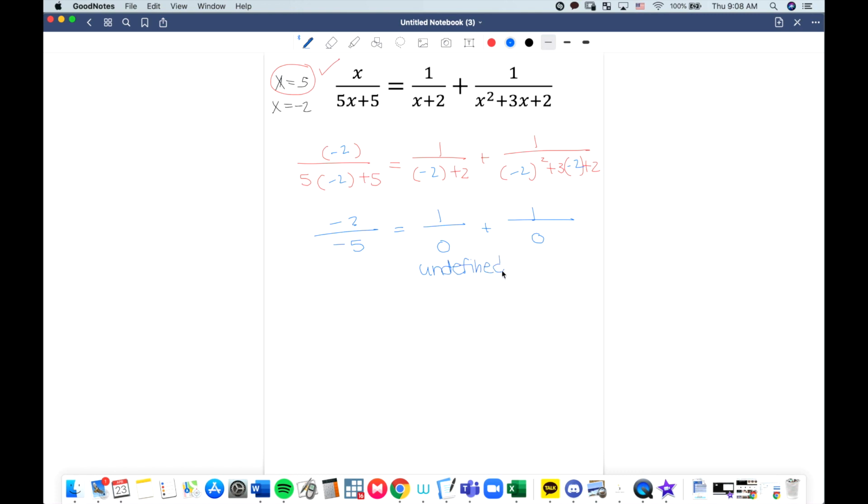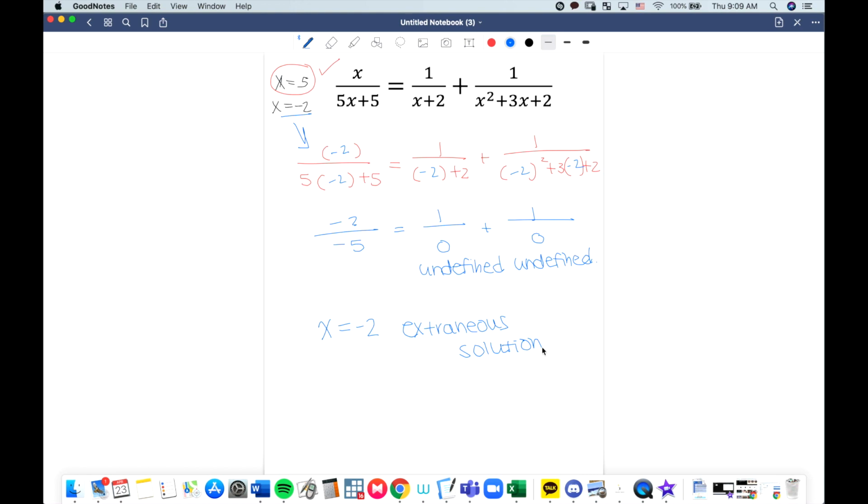You cannot divide by 0. So when you get an undefined result, it just means it doesn't work. It doesn't exist. So our solution x equals -2, right? That's the one that we plugged in to check. This will be considered our extraneous solution, which basically means false answer. That's how I like to remember it. So extraneous solutions are false answers.